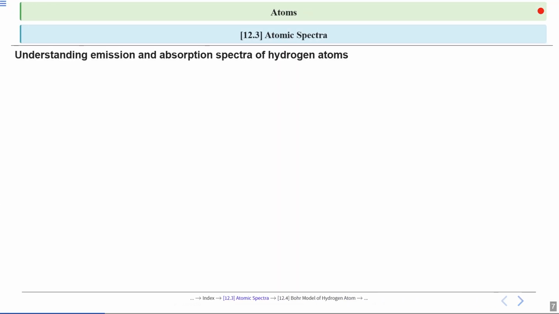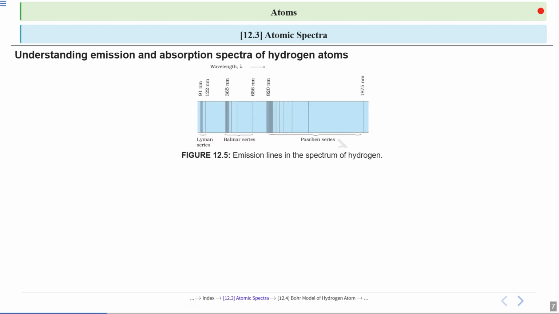Now we are going to explore how the hydrogen atom produces unique patterns of light known as emission and absorption spectra. These patterns help us understand the structure of atoms and the energy changes happening inside them. Take a look at this image. It shows the emission lines in the spectrum of hydrogen. Notice the distinct colored lines, each one representing light of a specific wavelength emitted by hydrogen atoms. We will use this figure to help us understand what's happening at the atomic level.